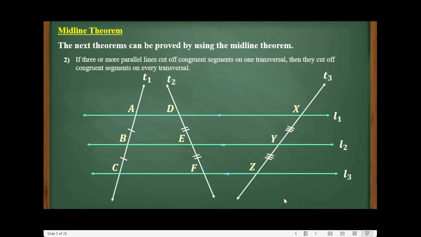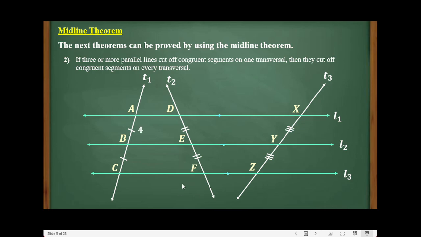Okay? So again, if three or more parallel lines cut off congruent segments on one transversal, then the same three parallel lines cut off two congruent segments on every other transversal. Okay? Yun.